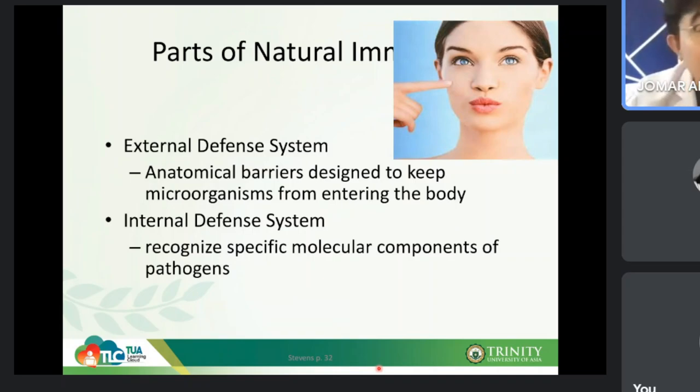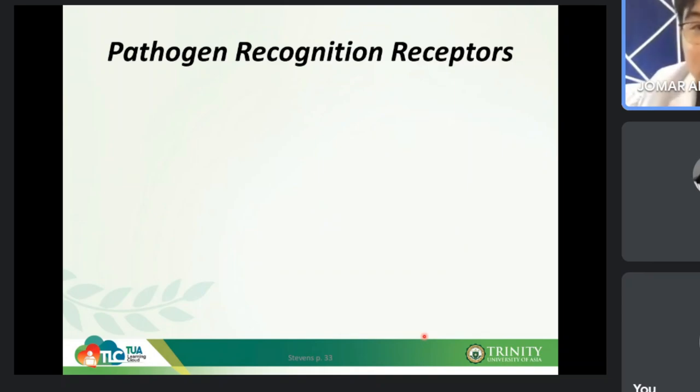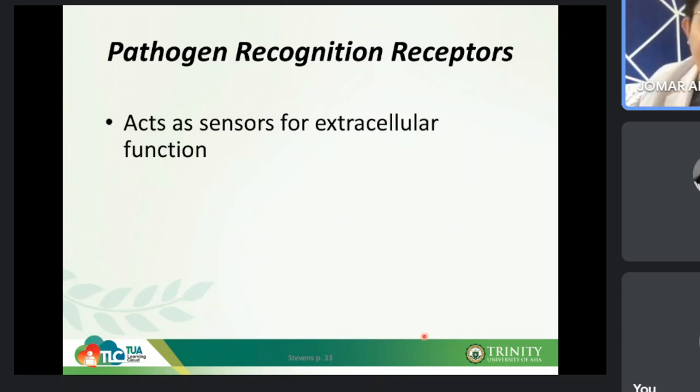Now, those capacity or capability of our cells rely on what we call generally as your pathogen recognition receptors, PRRs. Okay, these are your PRR. So your pathogen recognition receptors, they act as sensor for extracellular function. Okay? So, ikaw, mga kababayan, mga kapatid, your white blood cells, your phagocytes in particular, have pathogen recognition receptors. They act as sensor para kapag may dumaan na, okay, wait lang, kalaban yun. Diba? They would know who to kill.